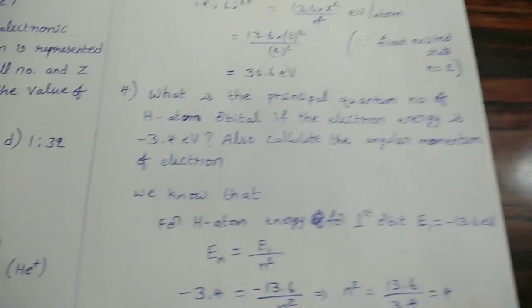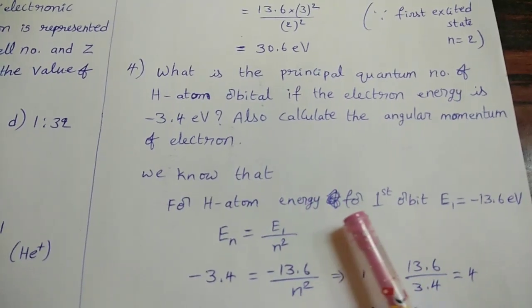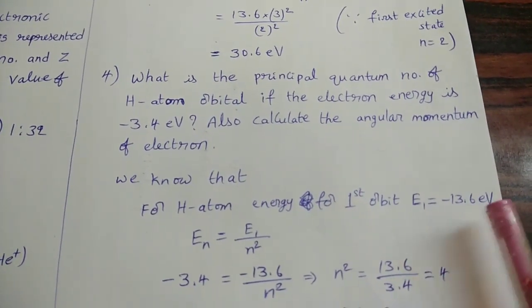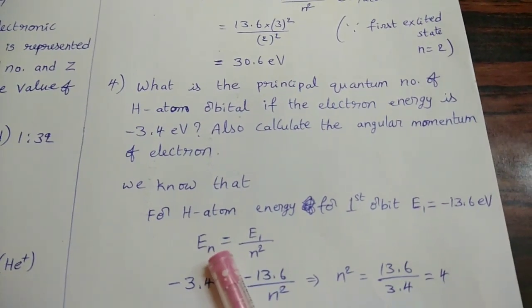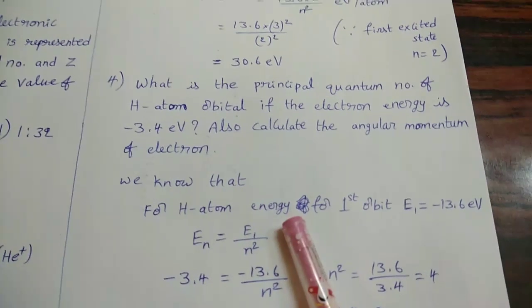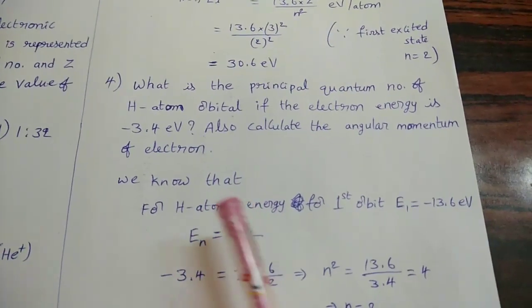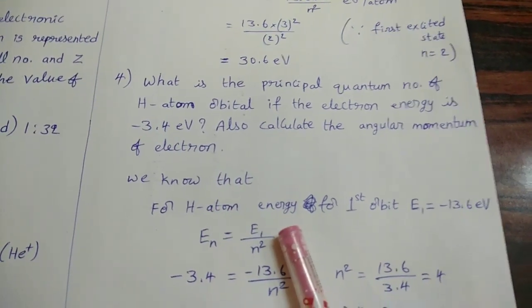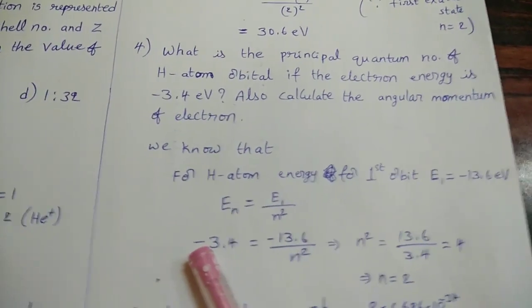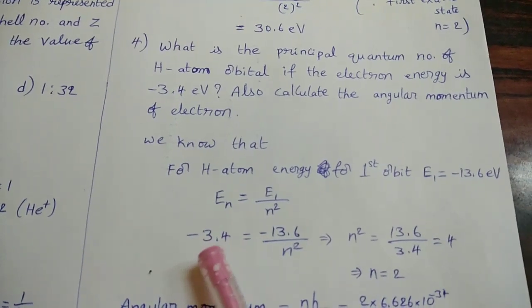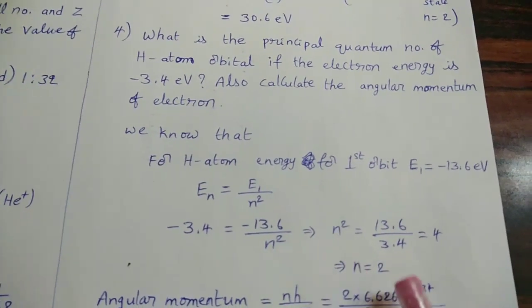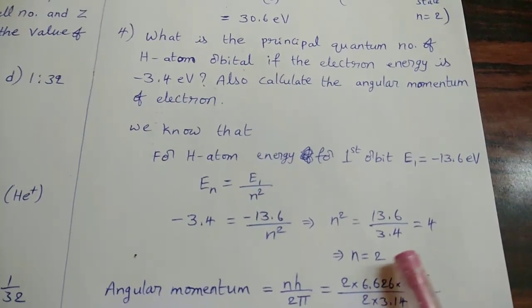Say this. We know that for the hydrogen atom, energy for the first orbit E1 equal to minus 13.6 electron volts. So energy of the nth orbit En equal to E1 divided by n square into Z square is also there, but for the hydrogen atom Z value is 1. That's why we did not write it. Minus 3.4, the given value, equal to minus 13.6 by n square. From this, n value we found is 2.